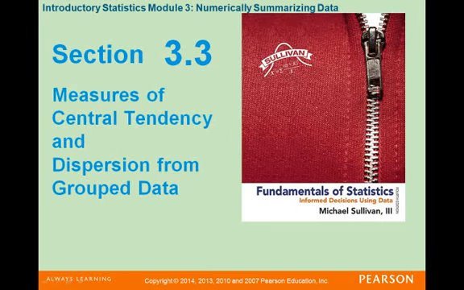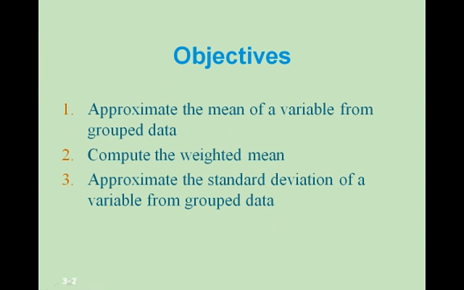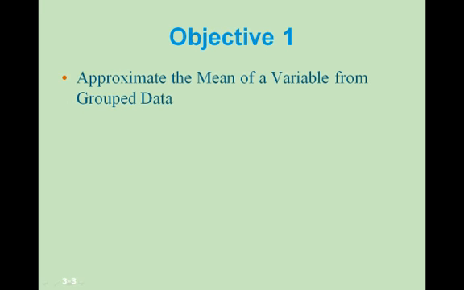Section 3.3 Measures of Central Tendency and Dispersion from Grouped Data. In this section, we'll look at these three objectives. Objective 1, we want to approximate the mean of a variable from grouped data.